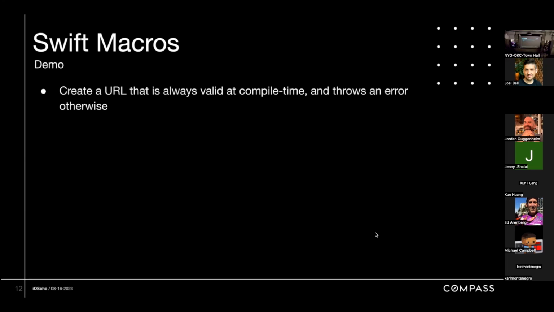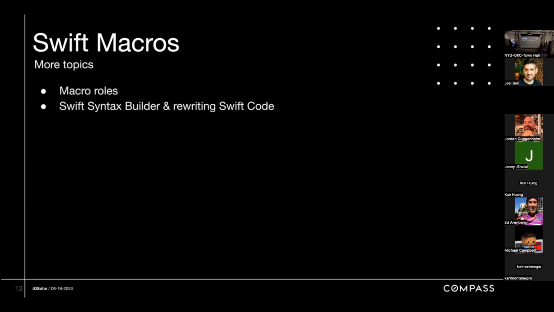Awesome. So we created a URL, a macro URL, and I hope that gave you a little idea on how macros can work. I didn't go too much into the details. There are more topics that could be explored. Each macro can have a role depending on what they generate and what they modify. And I haven't really explored the SwiftSyntax builder and how you can rewrite code that already exists, or even make conformances to protocols, which are all things you can do with Swift macros.